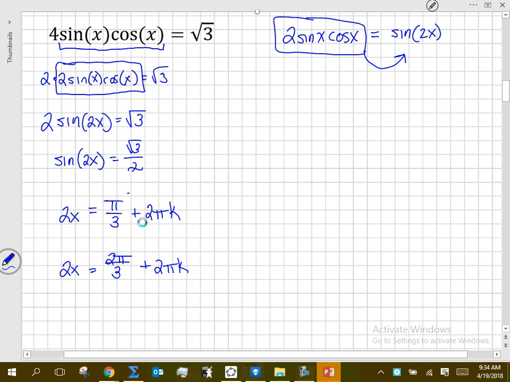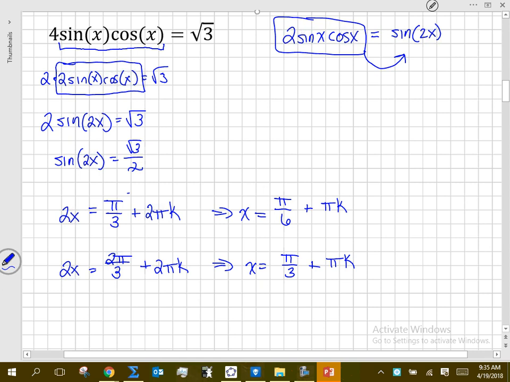Once we set that up, we then solve for x. So that implies that x equals, multiply everything by a half, pi over 6 plus pi k. And this bottom one implies that x is equal to, multiply by a half again, pi over 3 plus pi k. Those start giving us some of our solutions, but not all of our solutions between 0 and 2 pi.